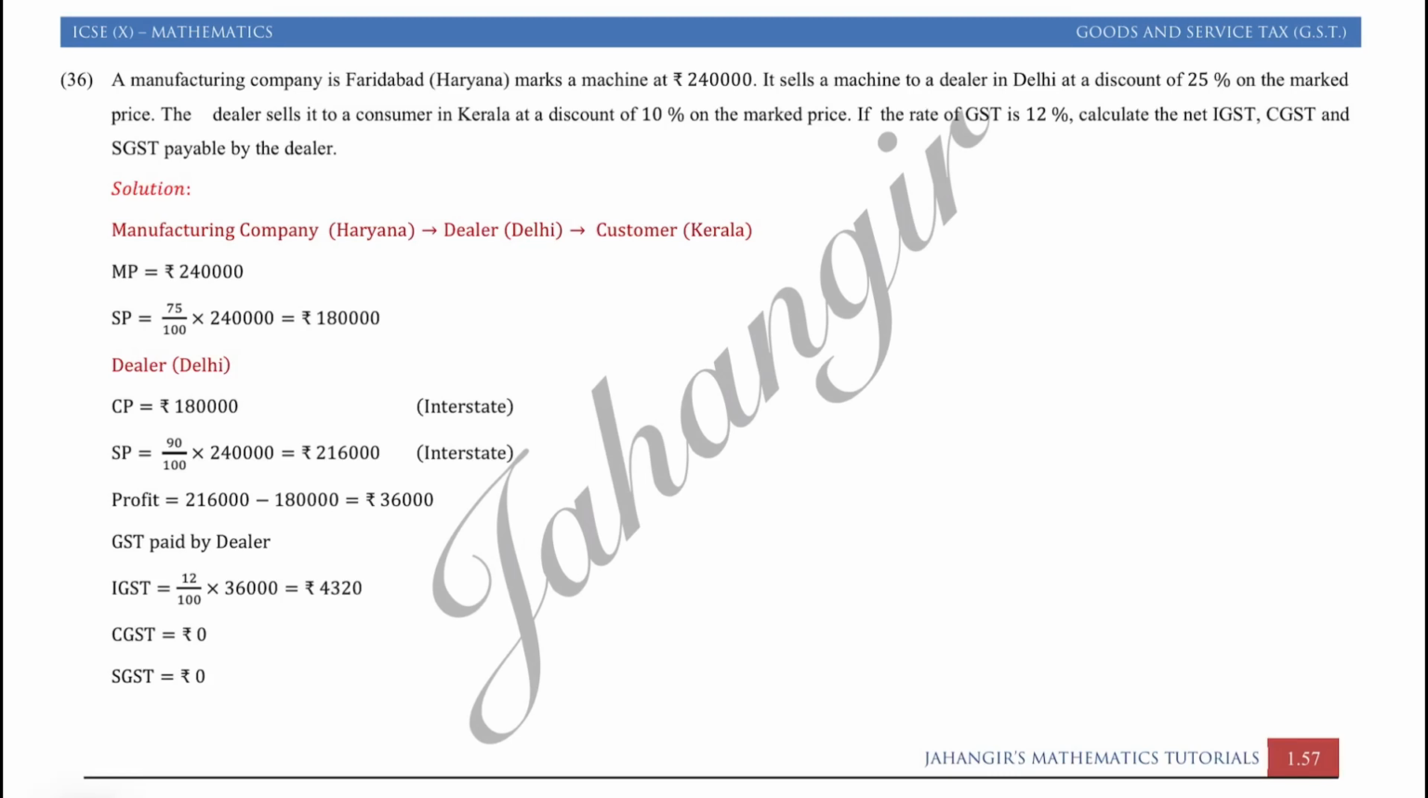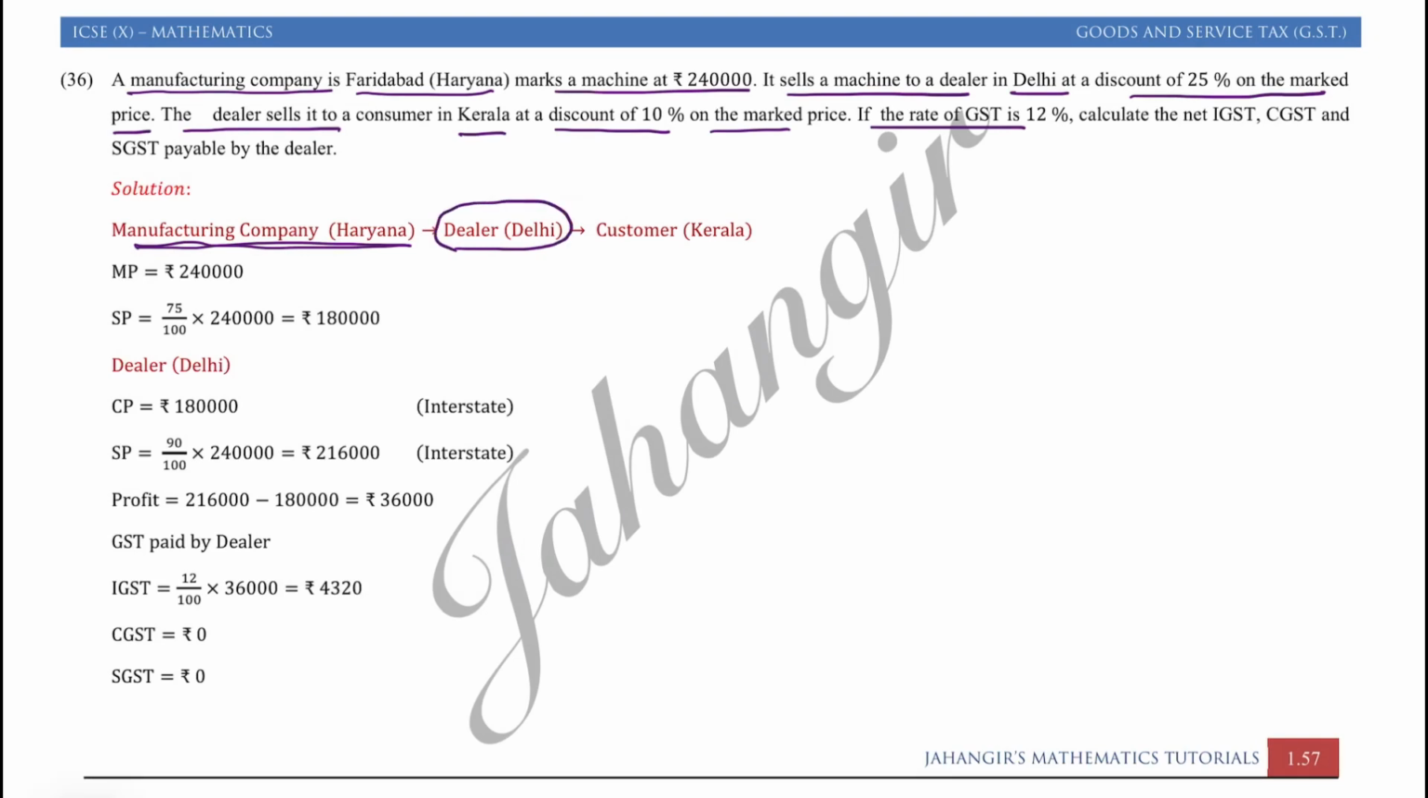Question 36. A manufacturing company in Faridabad, Haryana, marks the goods at rupees 24,000. It sells the machine to the dealer in Delhi at a discount of 25% on the mark price. The dealer sells it to a consumer in Kerala at a discount of 10% on its mark price. If the rate of GST is 12%, then calculate net IGST, CGST, SGST paid by the dealer in Delhi.